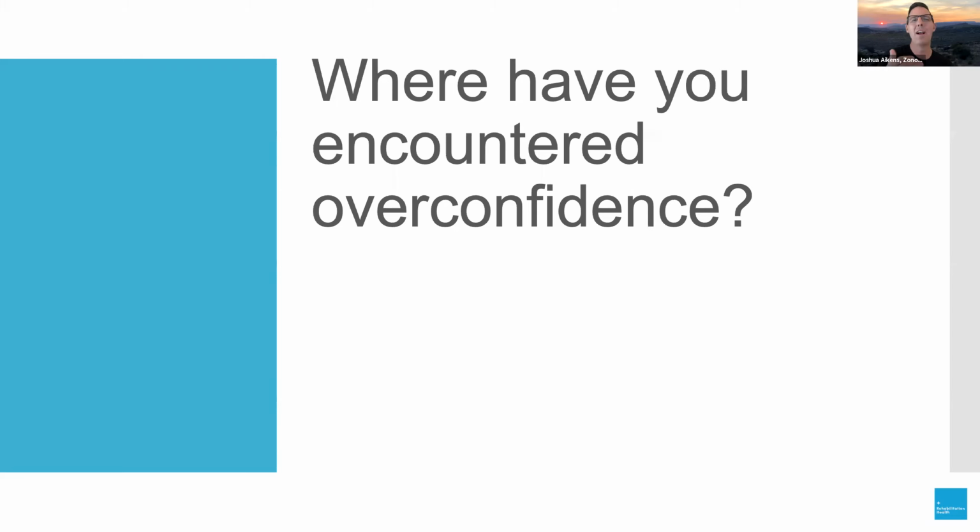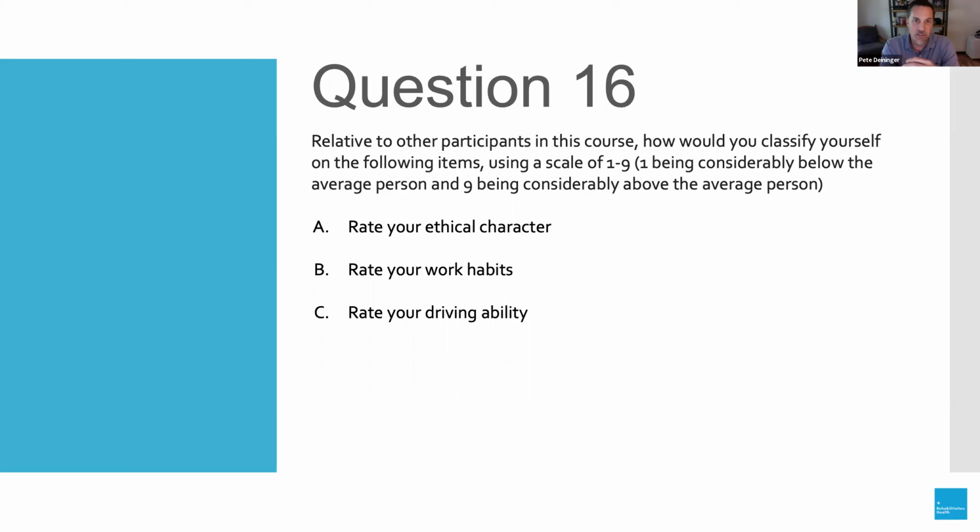So for this one, I wanted to revisit the questions. This will be familiar for those of you who took the introductory quiz before the last session, but for those who haven't, we'll just do a quick recap. This was a question that asked, relative to other participants in the course, how would you classify yourself on a scale of 1 to 9 versus others? In terms of ranking your ethical character, your work habits, and your driving ability, with 1 being well below average and 9 being considerably above average.